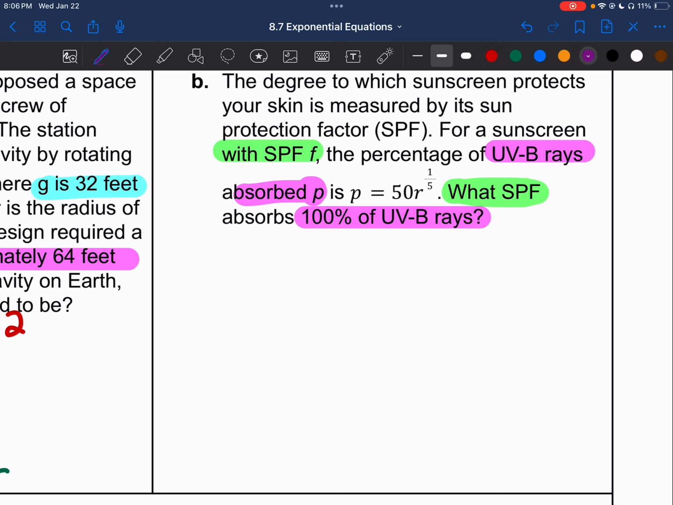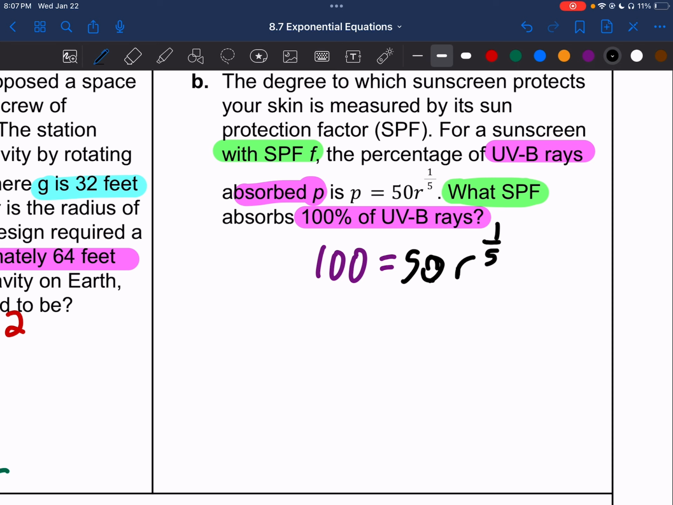So we're going to have 100. We want to know, what is it when it's 100% effective? And that's going to be equal to 50 times F. F is going to be our unknown, and then it's to the 1/5 power.